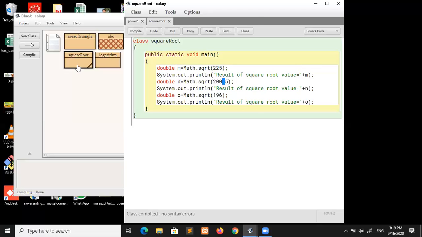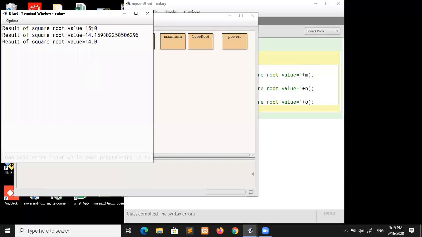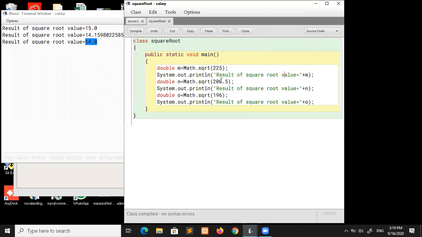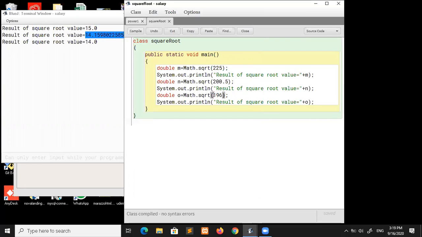It's getting compiled, and now see, you're getting the results as 15, 14.15 and 14. So the first number is 225, the second number is 200.5 and the next is 196. So see, it's giving me the square root which is very nearest to the number, but with a very approximate value. So got the difference? Yes, ma'am.